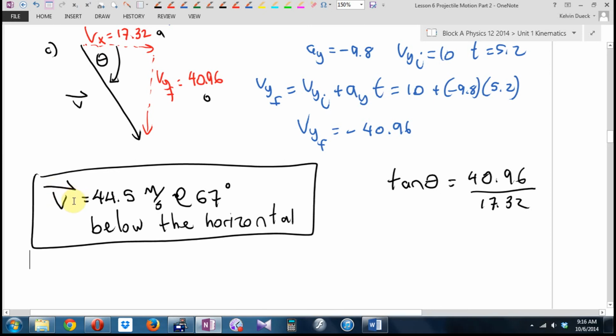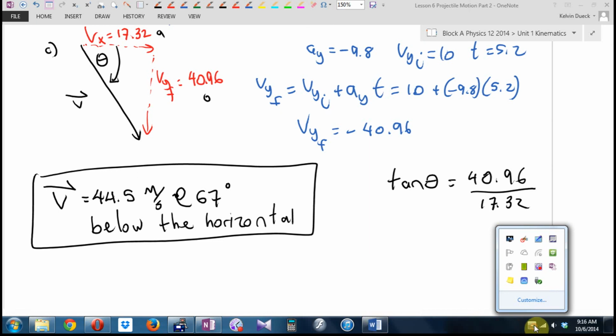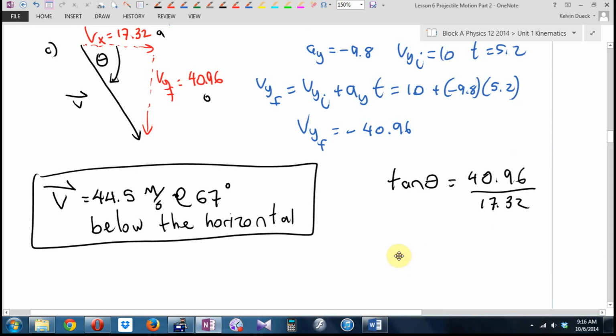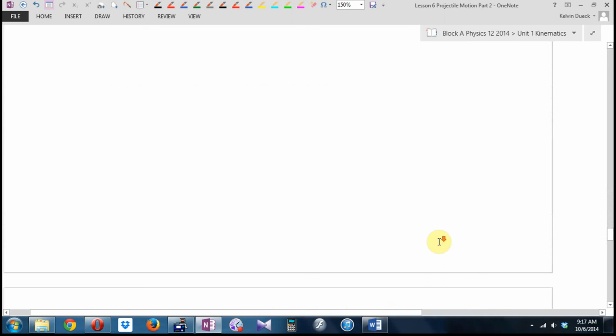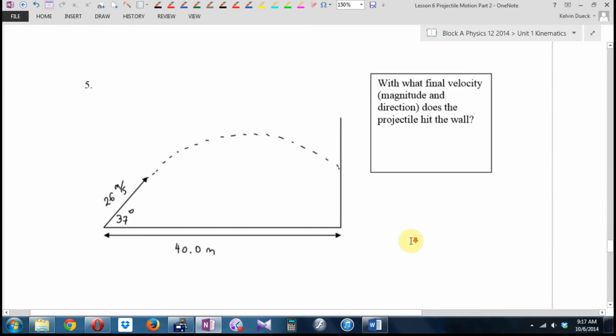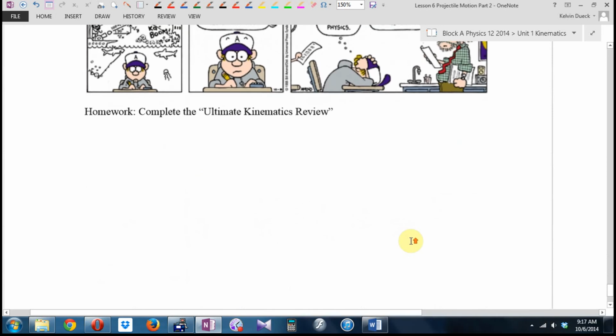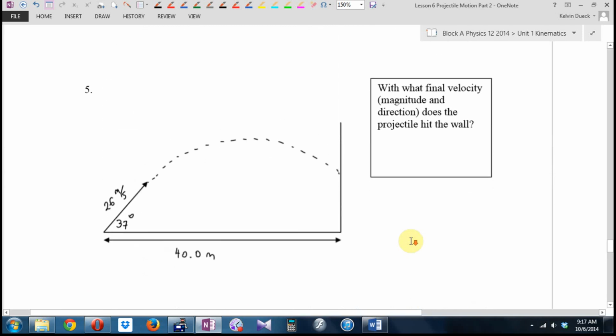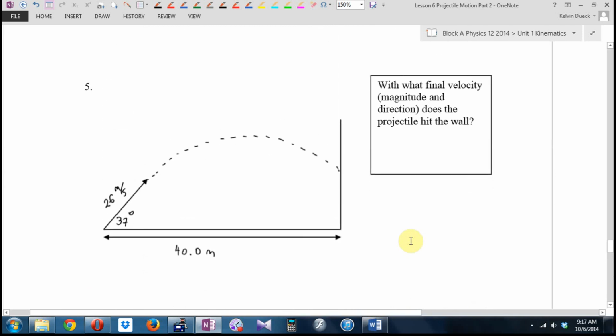Let's kick it up a notch. How many got that okay? If you got that, that's a challenging question. There's only one way to make it tougher: instead of hitting the ground, hitting a wall. Skip example 4. Example 5, hitting a wall.